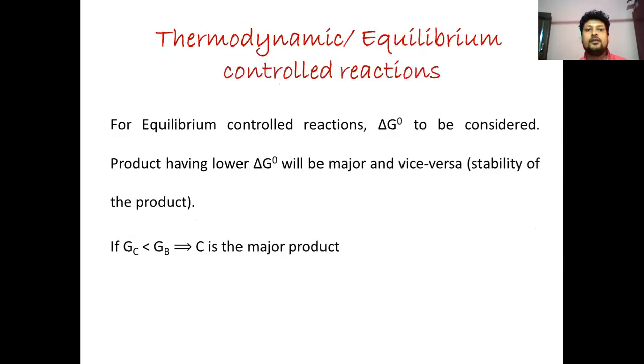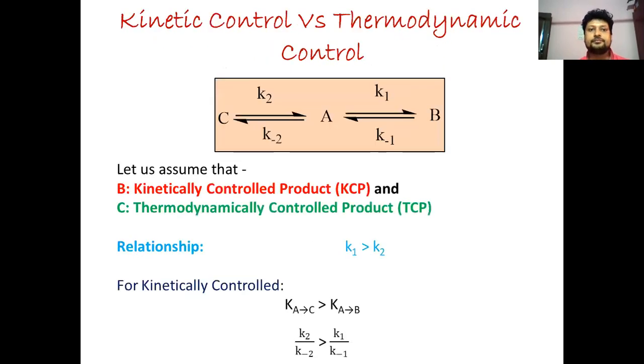Next, coming to thermodynamic and equilibrium controlled reactions. For such reactions, we will be considering the delta G0 factor. The product having lesser delta G0 will be the major product and vice versa. That means here, in contrast to the previous case, we will be considering the stability of the product. If the free energy of one of the products is less, we can say that will be the major product in the reaction. Next, now here we are comparing and contrasting between kinetic control and thermodynamic control.